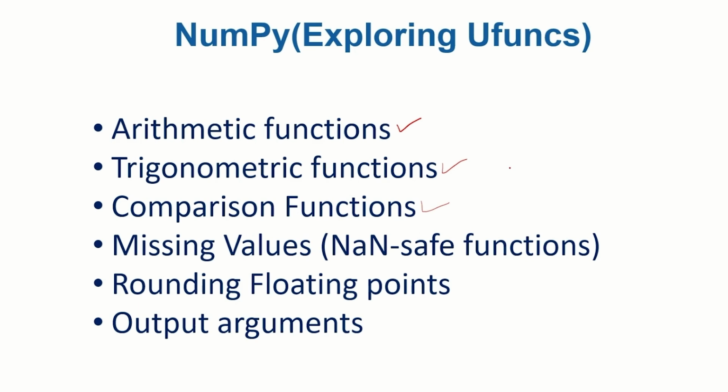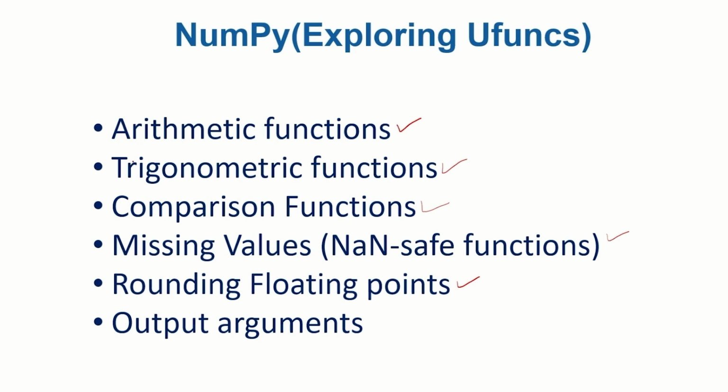So for example, if you want to add elements of an array, and that array has some nan values as well, how do we handle those? Because if a nan value is added to some other value, what will be the result at the end of the day? We will also see a few functions that are required for rounding off floating point numbers.